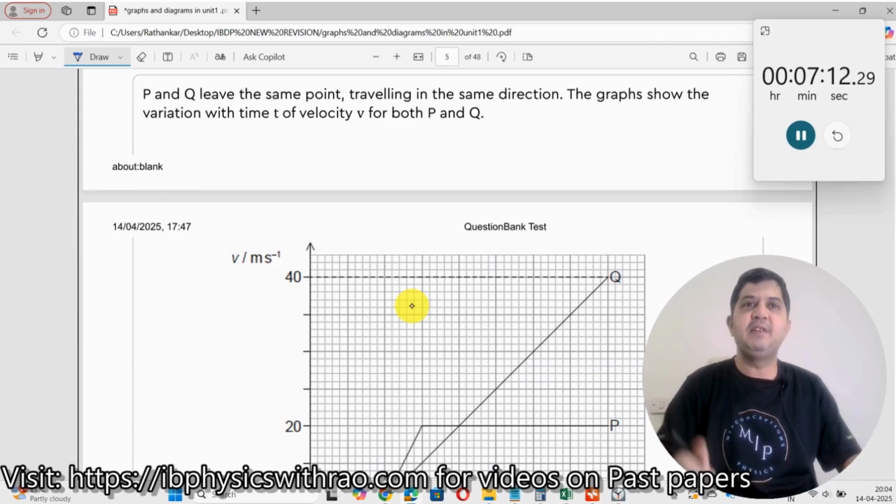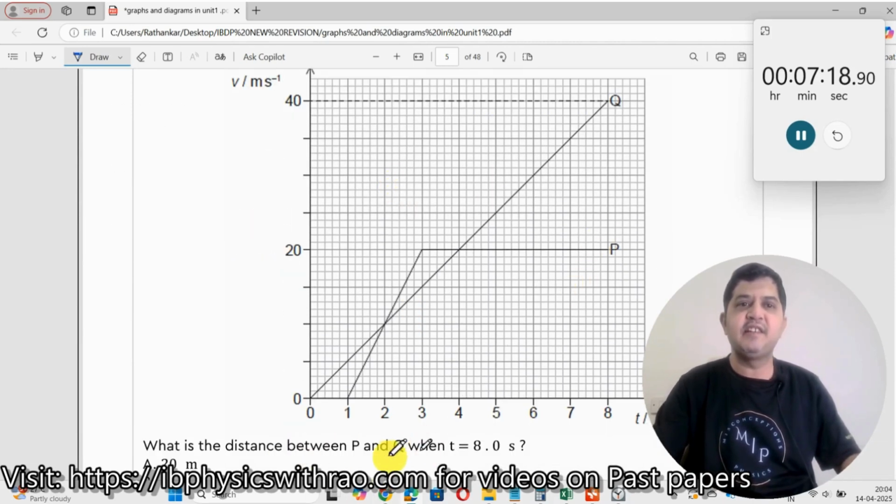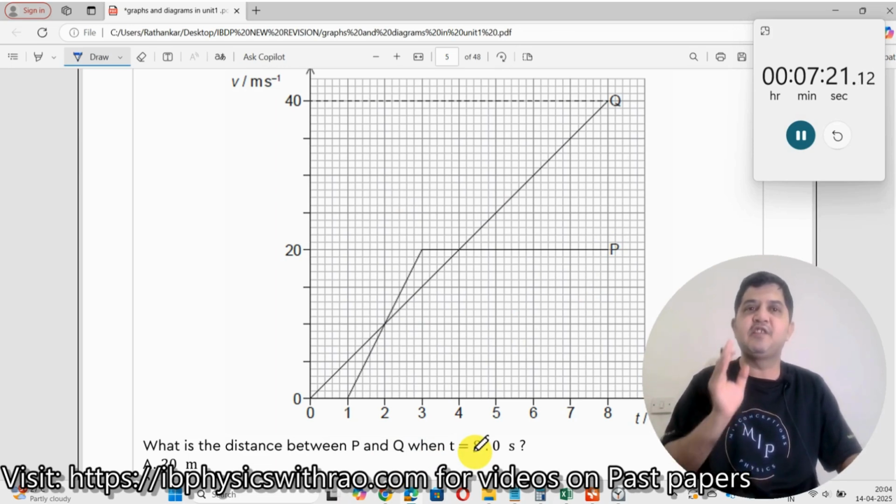P and Q leave the same point traveling in the same direction. The graph shows the variation with time of their speeds. Okay, again there's a VT graph over here. What is the distance between P and Q? Whenever there's a speed-time graph and you are asked to find the distance between two objects, what is it that you need to do?